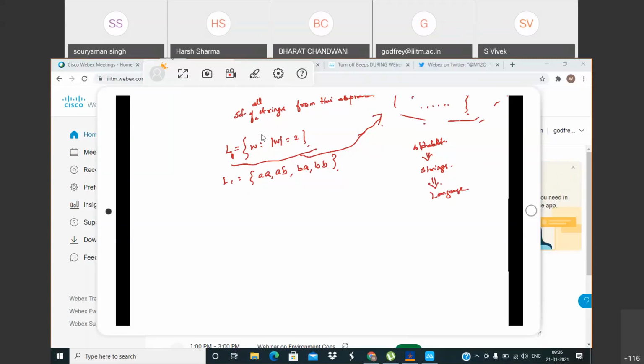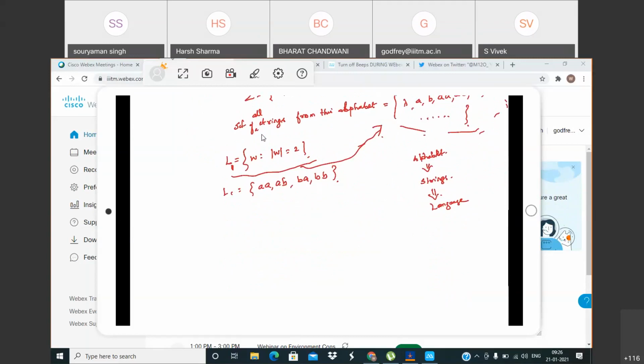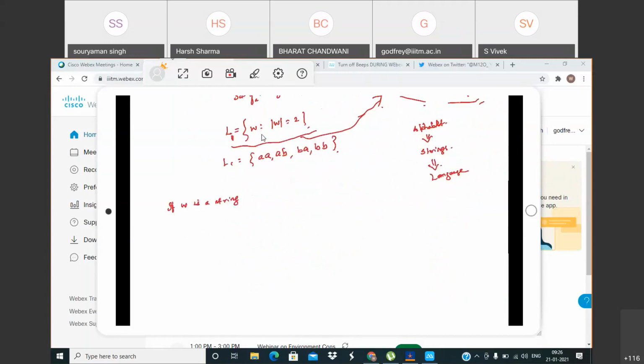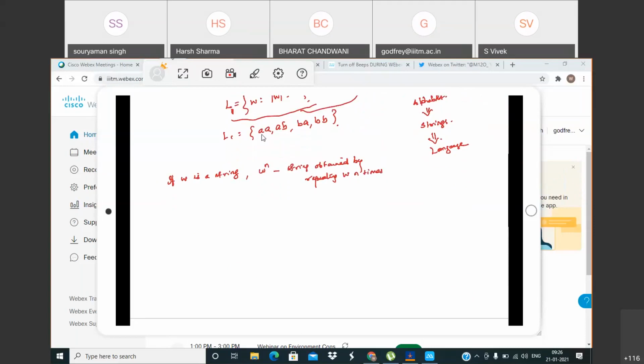Now we are looking at where we will be able to repeat and get some strings. If you have a string W, then W power n is the string that is obtained by repeating W n times. So you repeat W n times, and you get a string that is W power n.